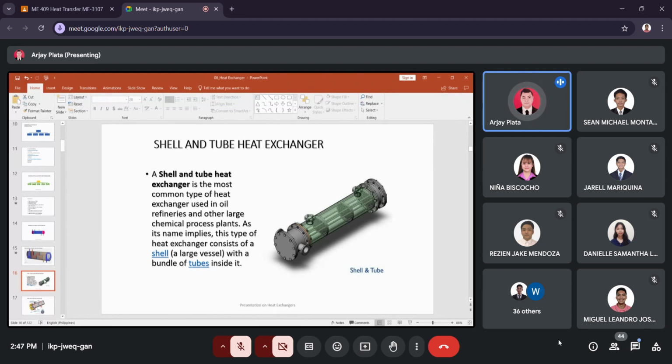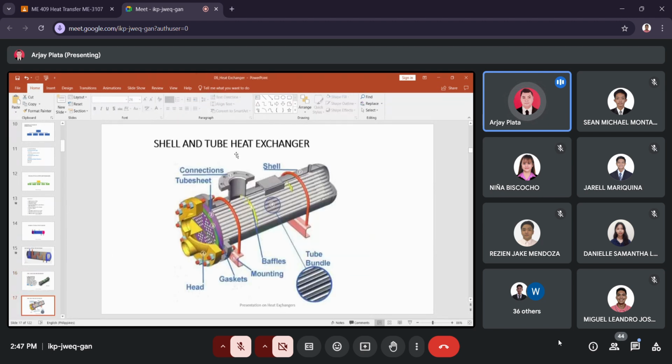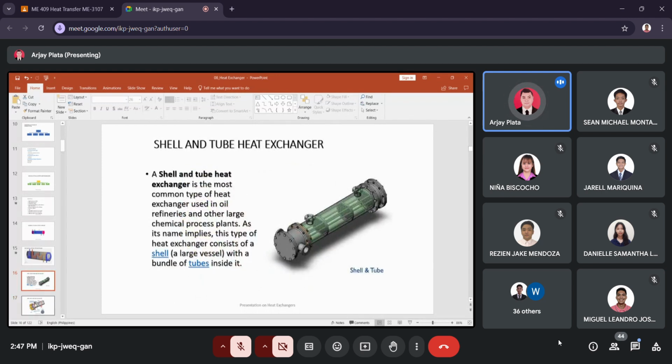So shell and tube heat exchanger, aside from plate and frame, is also the most common type of heat exchanger used in oil refineries and other large chemical process plants. As its name implies, this type of heat exchanger consists of a shell with a bundle of tubes inside it. These are the common parts: the shell, tube sheet, head, gaskets, mounting, baffles, and tube bundles. When we say tube bundles, it is the bundle of tubes including the baffle and tie rod. The tie rod is the one that holds the baffle.